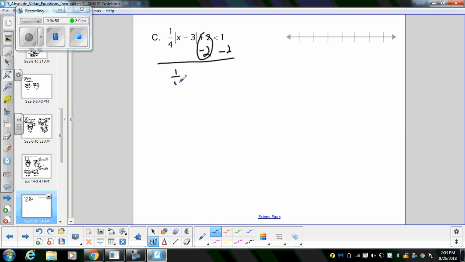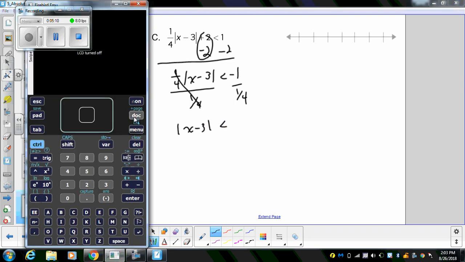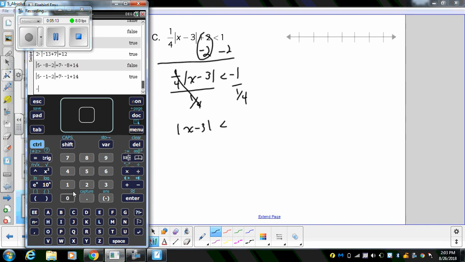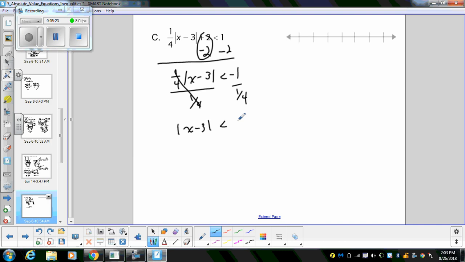So I got 1/4 times the absolute value of x minus 3 is going to be less than negative 1. And now I'm ready to get rid of my coefficient, so now I'm going to divide by 1/4. It goes away, so now I have the absolute value of x minus 3 is less than, well, let's figure out what that is. It's going to be -1 divided by, open parentheses when I'm dealing with a fraction, so that's 1 divided by 4, and I see that's -4.